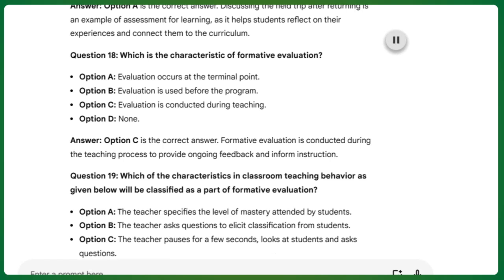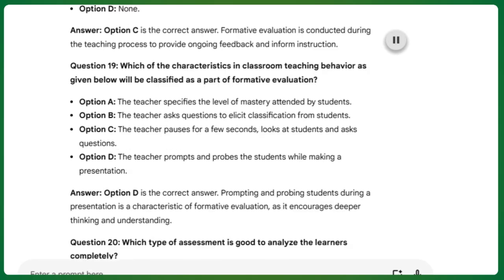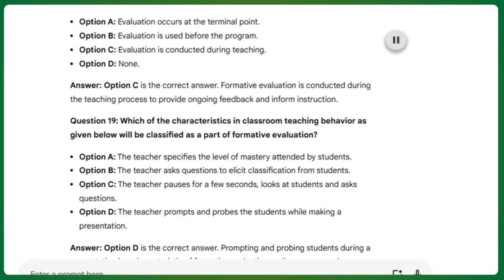Question 18. Which is the characteristic of formative evaluation? Option A. Evaluation occurs at the terminal point. Option B. Evaluation is used before the program. Option C. Evaluation is conducted during teaching. Option D. None. Answer. Option C is the correct answer. Formative evaluation is conducted during the teaching process to provide ongoing feedback and inform instruction.